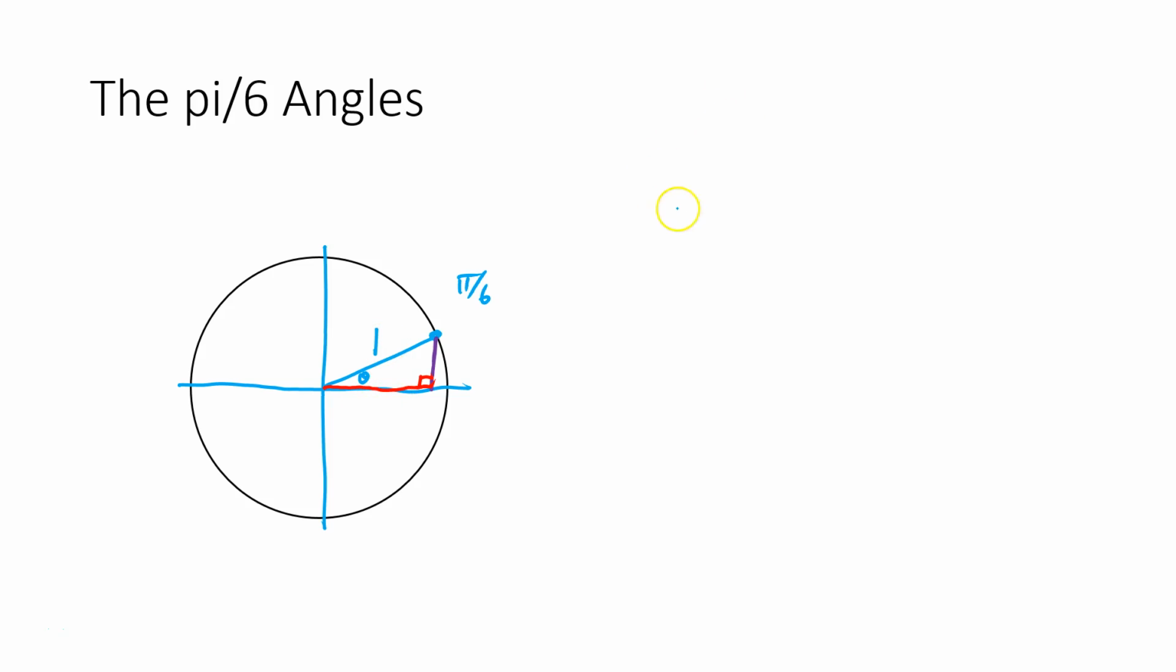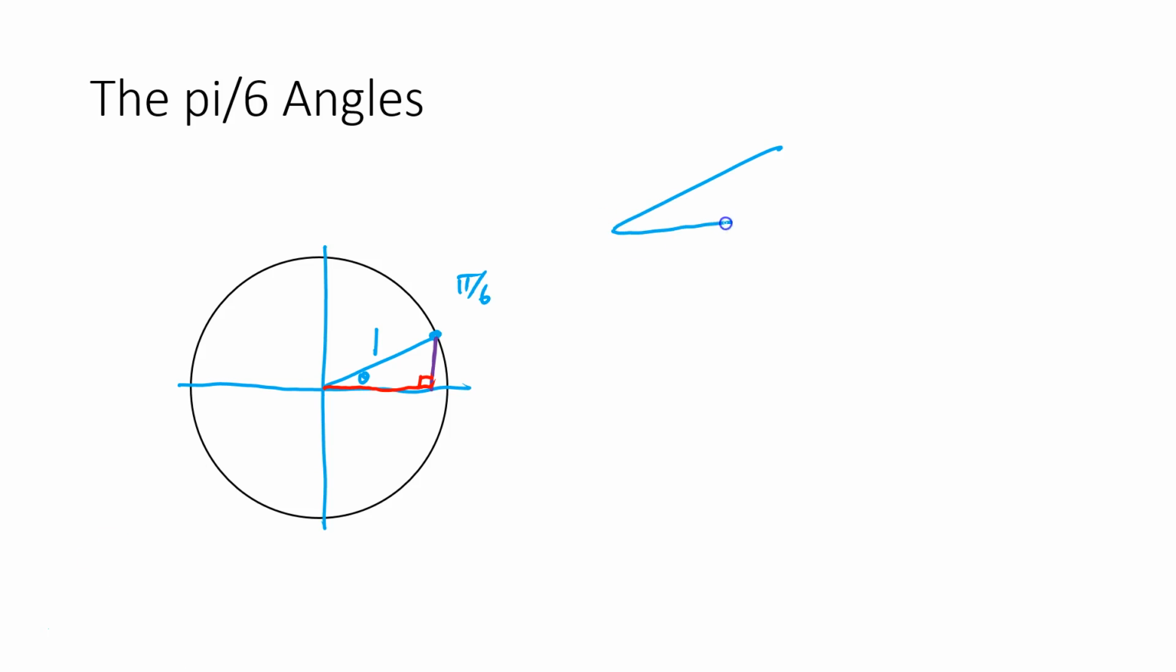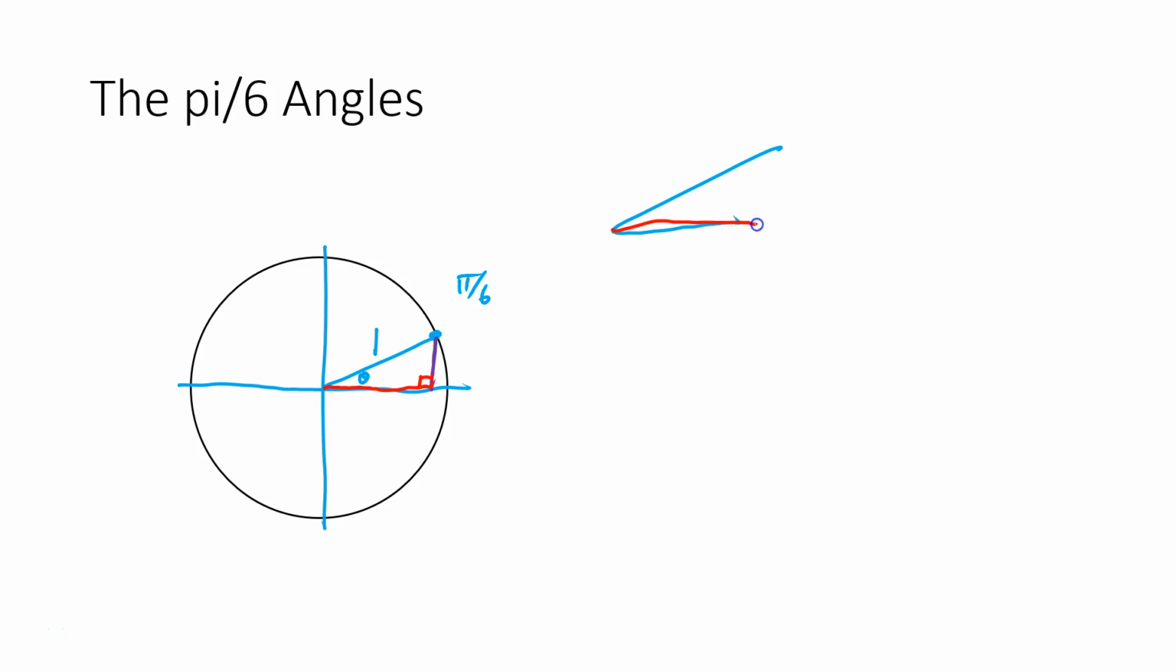Since it's 30 degrees, this is a 30, 60, 90 right triangle. Red on the bottom and purple on the side. We talked about a 30, 60, 90 right triangle yesterday, and we said it had a ratio of 1 to 2 to root 3. But once again, we don't want a hypotenuse of 2. We want a hypotenuse of 1. So what do we have to do? We've got to divide everything by 2.